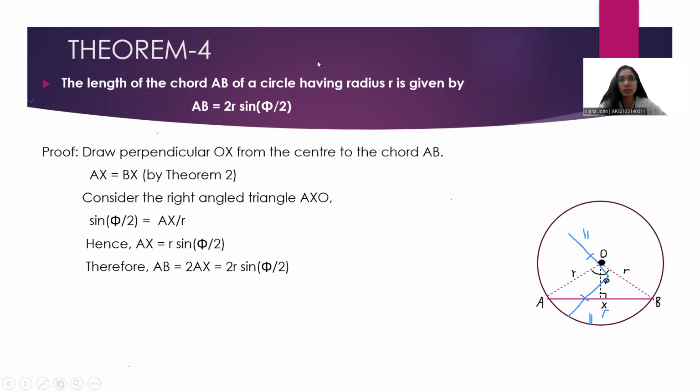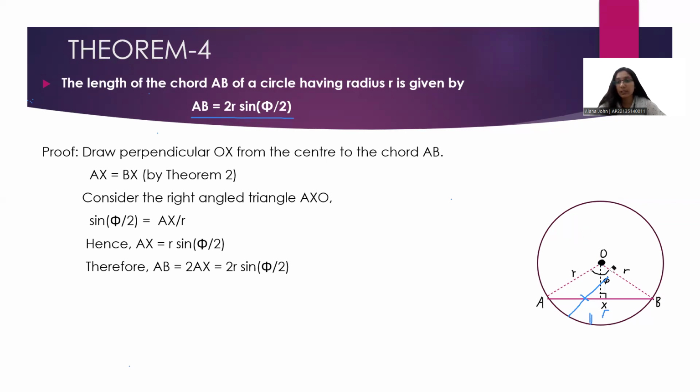So here is theorem 4. What does theorem 4 say? Theorem 4 says that the length of the chord AB of a circle having radius r is given by AB equal to 2r sine phi by 2. Phi is just a symbol to represent the angle. This is a very strong theorem. It is giving a direct formula to calculate the length of a chord.